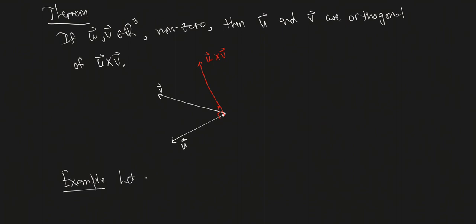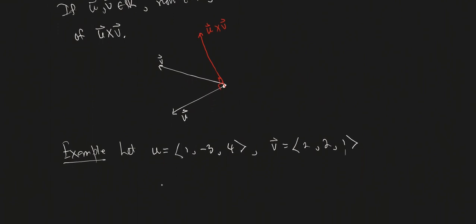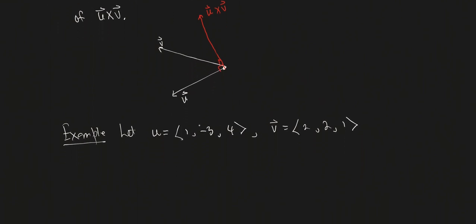And so let's write down u as 1, -3, 4, and then let's say v is the vector 2, 2, 1, right? So again, nothing particularly important or interesting about these two vectors. These are just two vectors in R3. Let's go through and just compute a couple things.